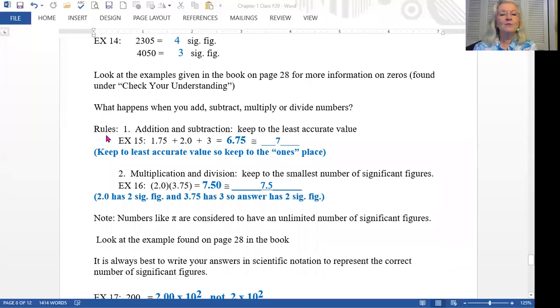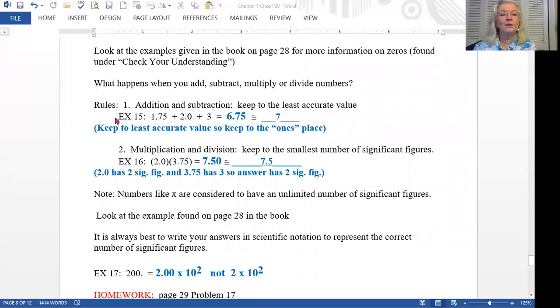So let's look at what happens when we add, subtract, multiply, or divide numbers. So adding or subtracting, you want to keep to the least accurate value. So let's look at our example. 1.75, accurate to the 1/100th place, that's where the 5 is. 2.0, accurate to the 1/10th place, that's where the 0 is. 3, accurate to the 1's place. So add those up, we get 6.75. We have to keep to the least accurate value, that would be the 3. Not the least number of significant figures, but the least accurate value. So to the 1's place. So if you round off 6.75 to the 1's place, it's 7.